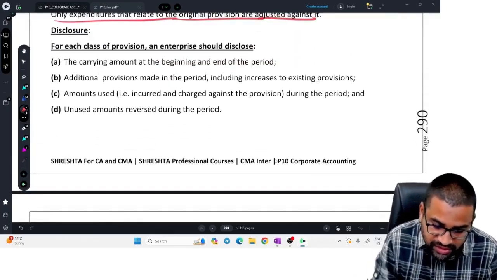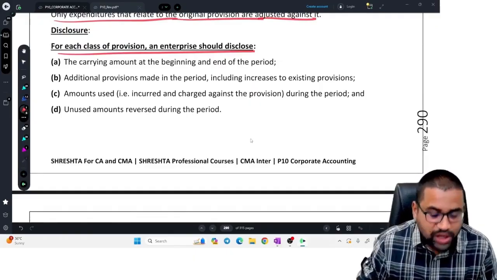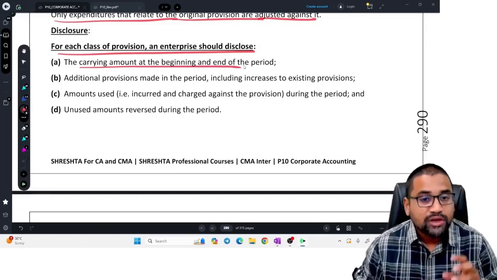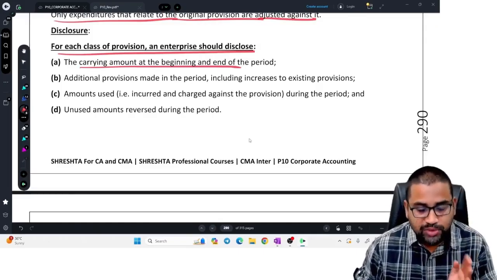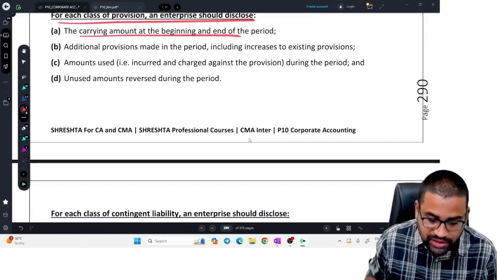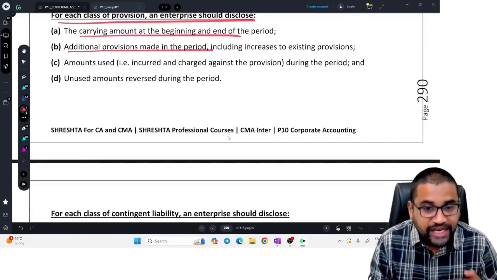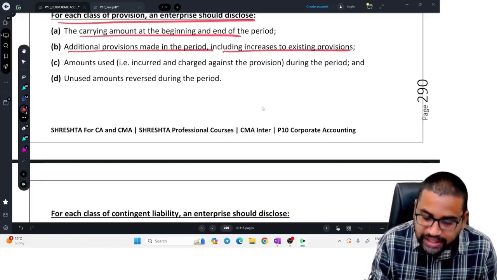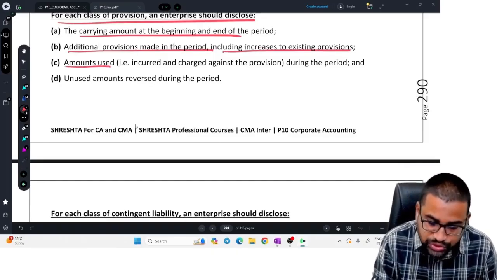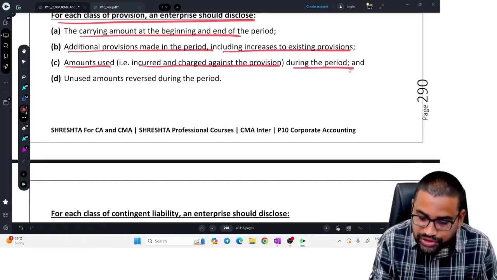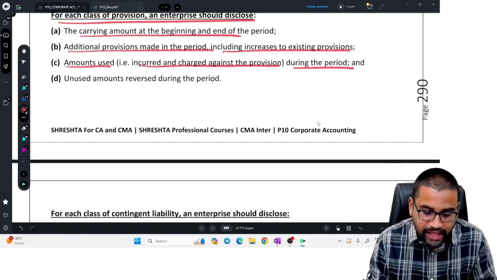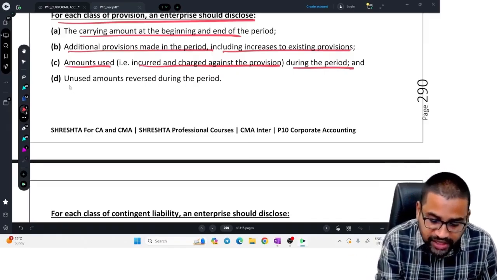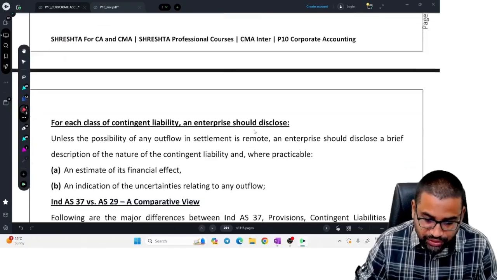And some disclosures. For each class of provision, the enterprise should disclose, in the notes to accounts, the carrying amount at the end and beginning of the period. So at the beginning of the period, how much is the provision? At the end, how much is the provision? We need to disclose. Additional provision made during the period, including increase of the existing provisions, we should disclose in the notes to accounts. Any amounts used, that is incurred or charged against a provision during the period, and any unused amounts reversed, we need to disclose.